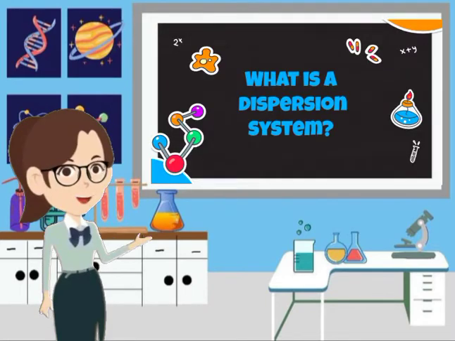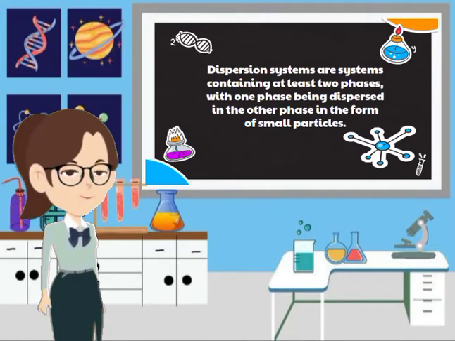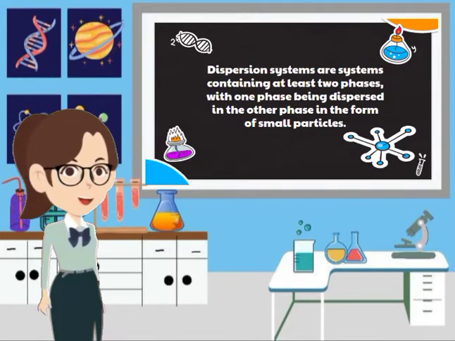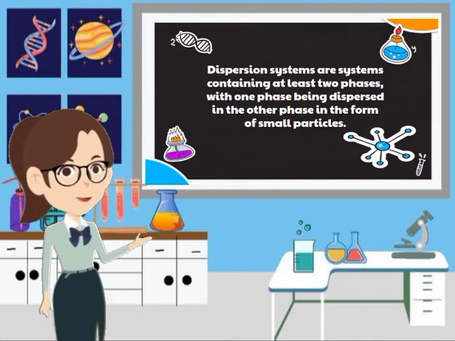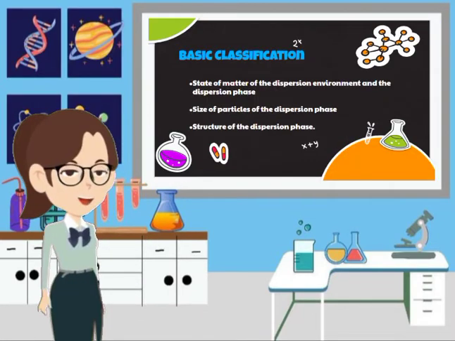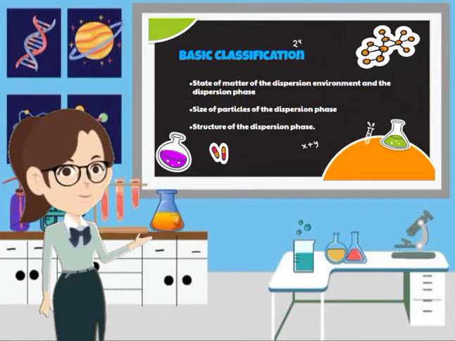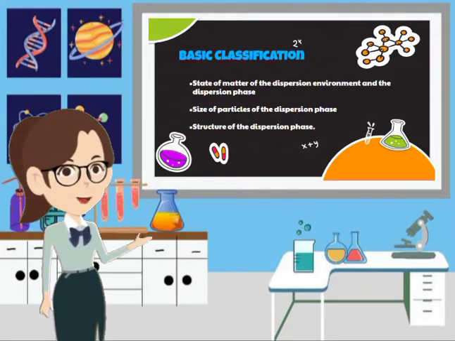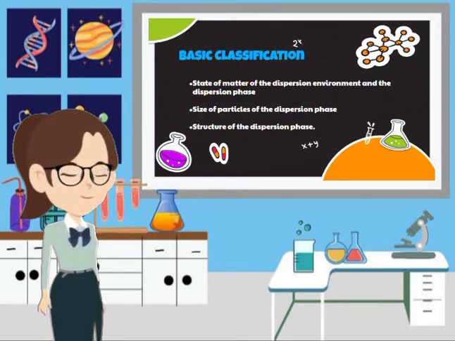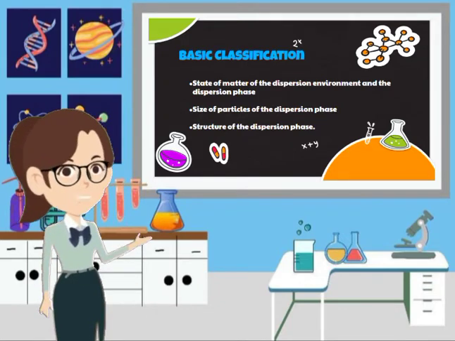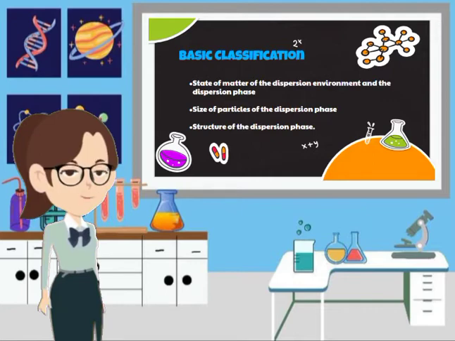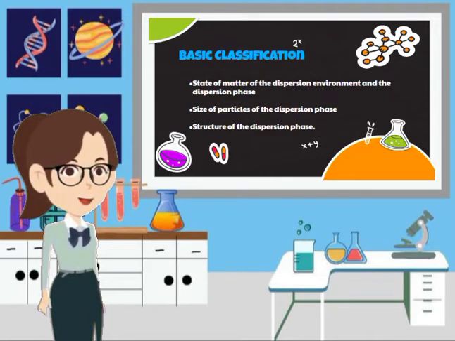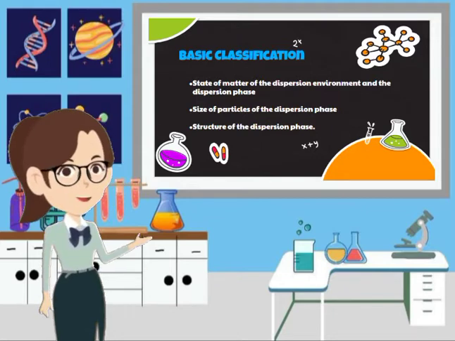What is a dispersion system? Dispersion systems are systems containing at least two phases, with one phase being dispersed in the other phase in the form of small particles. Basic classification: a dispersed phase is referred to as the dispersion phase. The phase whose continuity remains preserved is referred to as the dispersion environment. Dispersion systems may be classified using several criteria.